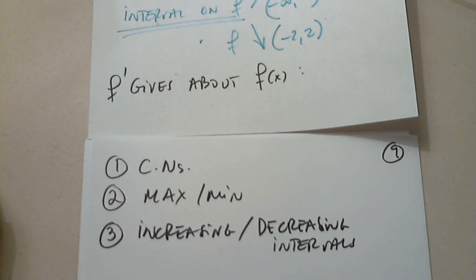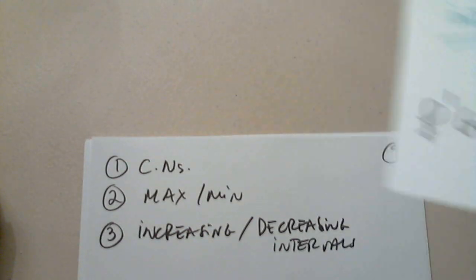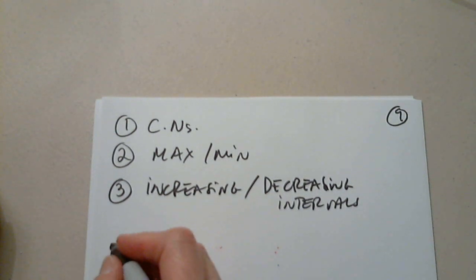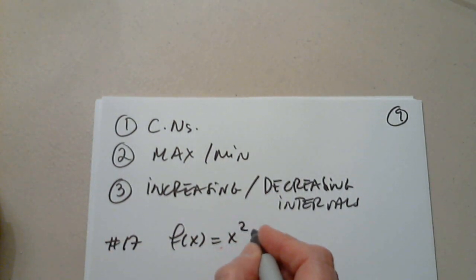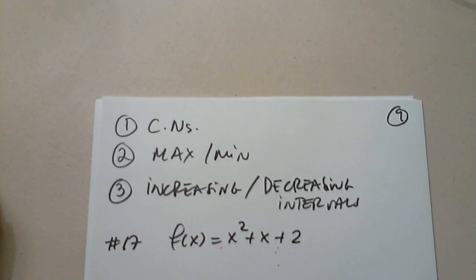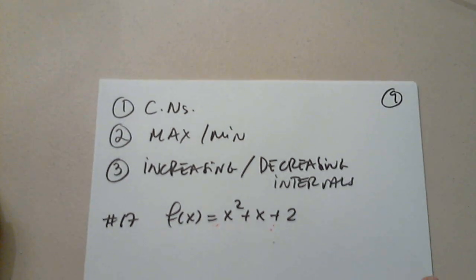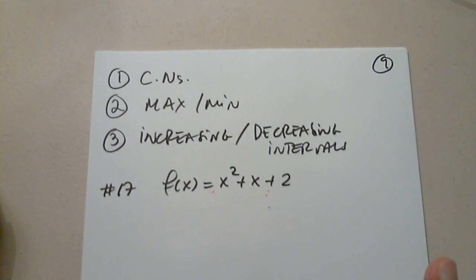So I would like to choose a very simple function and just find critical numbers. Okay, so I'm just going to start with 17. I'll stop in 3 minutes, I promise. So it's 17. We have f of x equals x squared plus x plus 2. You can say, I know this is quadratic, why are you even picking that? A simple function for 2 minutes.